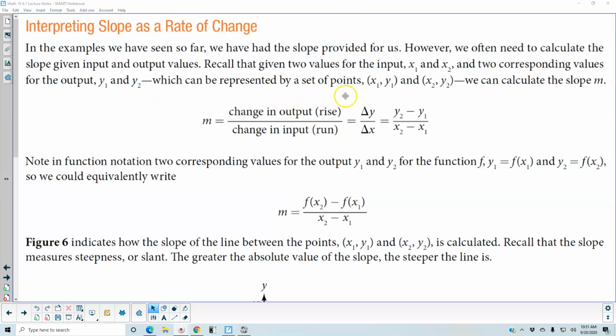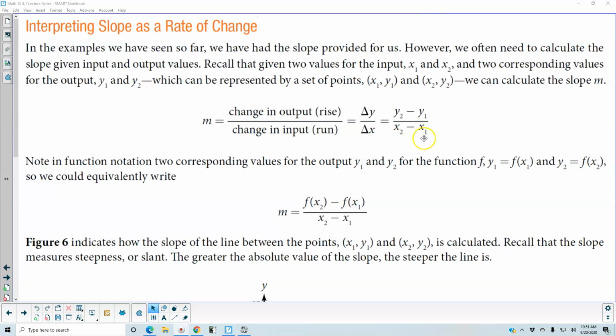Recall that given two values for the input, x1 and x2, and two corresponding values for the output, y1 and y2, which can be represented by a set of points (x1, y1) and (x2, y2), we can calculate the slope m. m is equal to the change in the output, which is the rise, divided by the change in the input, which is the run. So here we have the change in y over the change in x, which is equal to y2 minus y1 over x2 minus x1.